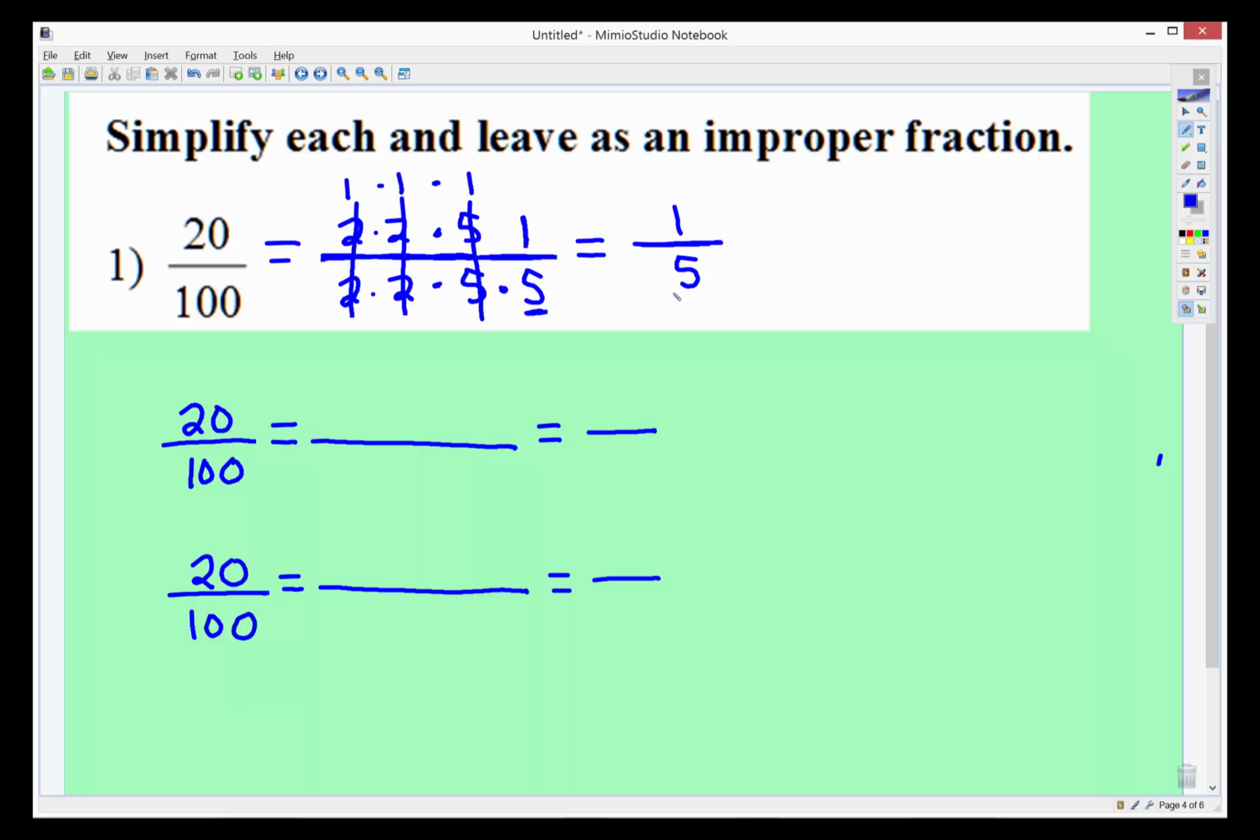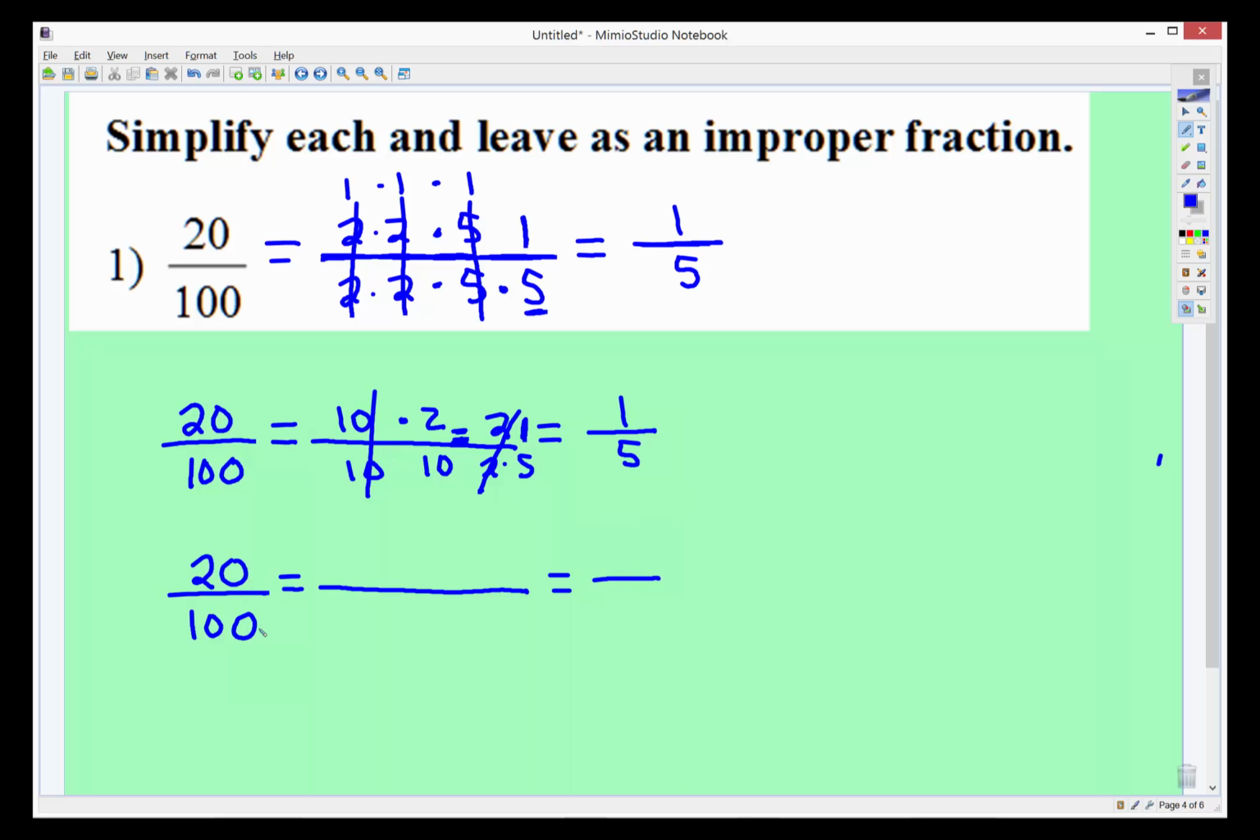Now what happens if you recognize that 10 goes into 20 and 10 goes into 100, so you wrote 10 times 2 over 10 times 10? Well, those 10s cancel. Now 2 goes into 10, 2 goes into 2 once, 2 goes into 10 5 times. Those cancel. There's that invisible 1. 2 divided by 2 is 1. Also 1/5.